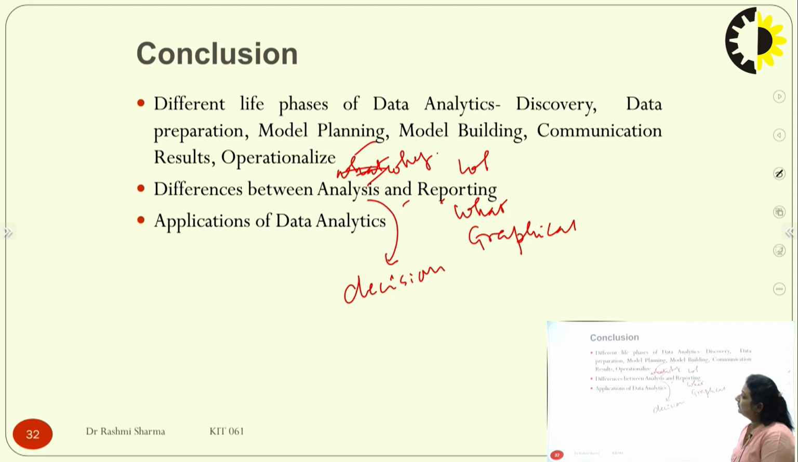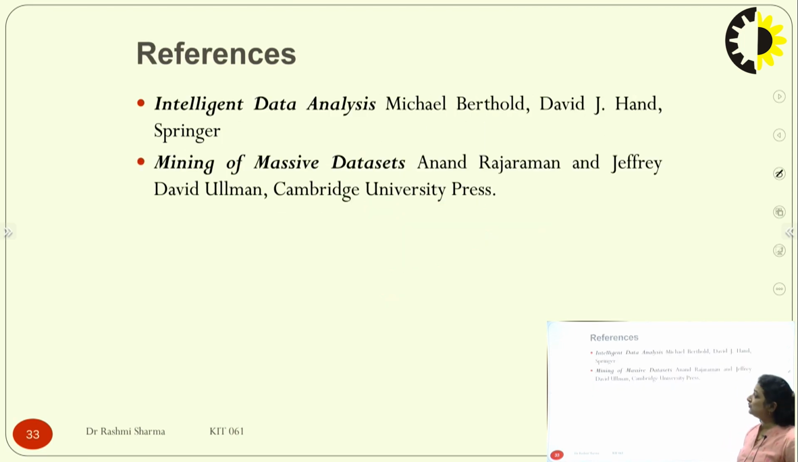So this content was from these two books: Intelligent Data Analytics by Michael and David, which is the Springer book, and Mining of Massive Datasets by Rajaraman, which is the Cambridge University Press book.